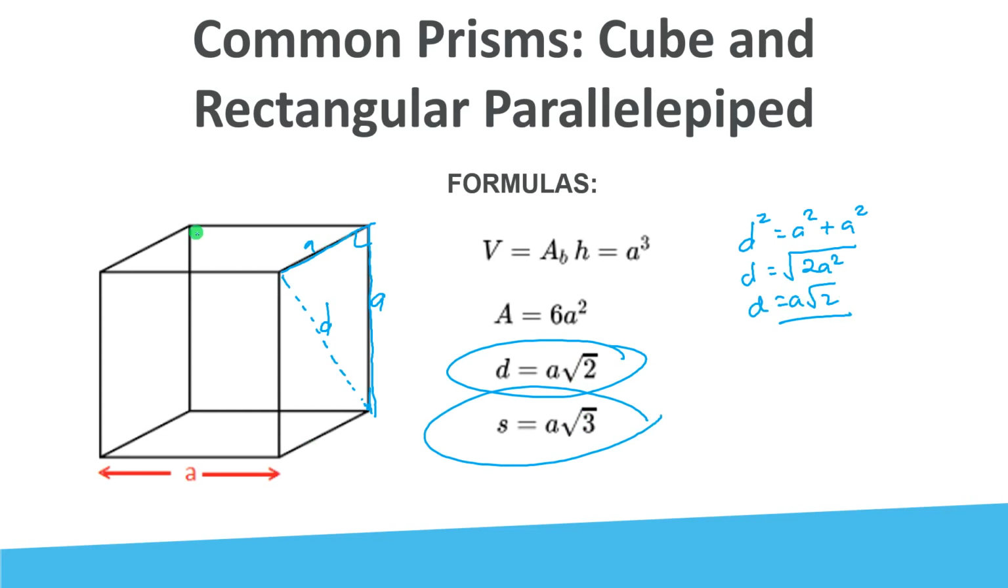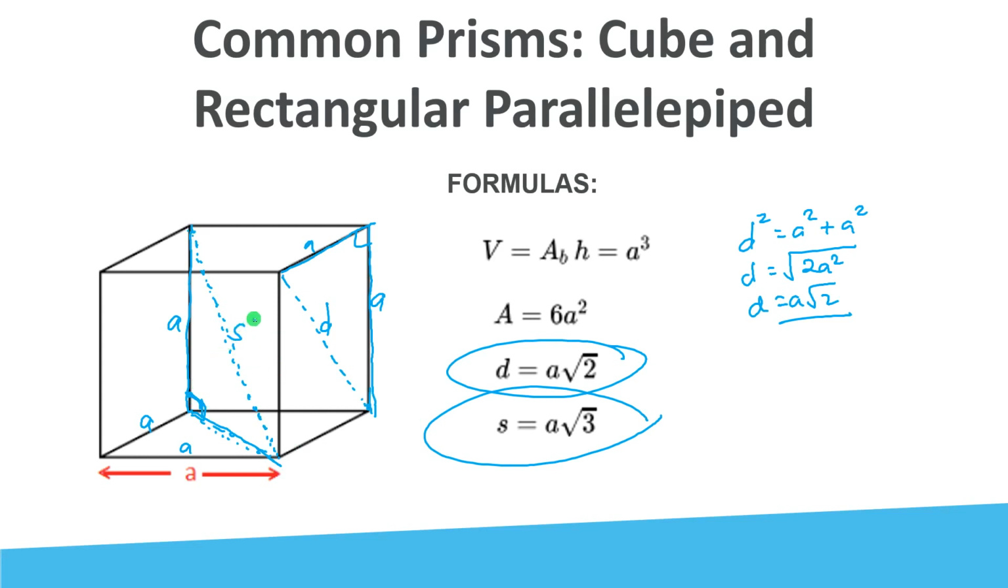So this is the space diagonal, from one corner to the other that is not of the same face. So we consider here a three-dimensional right triangle. Considering again this right triangle here, we can solve this space diagonal.